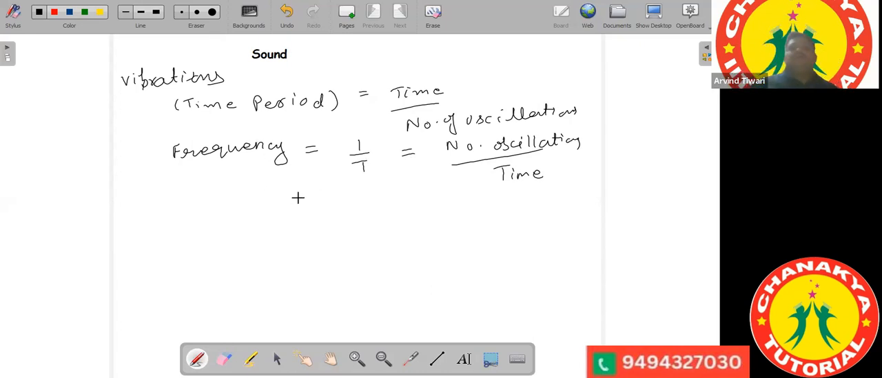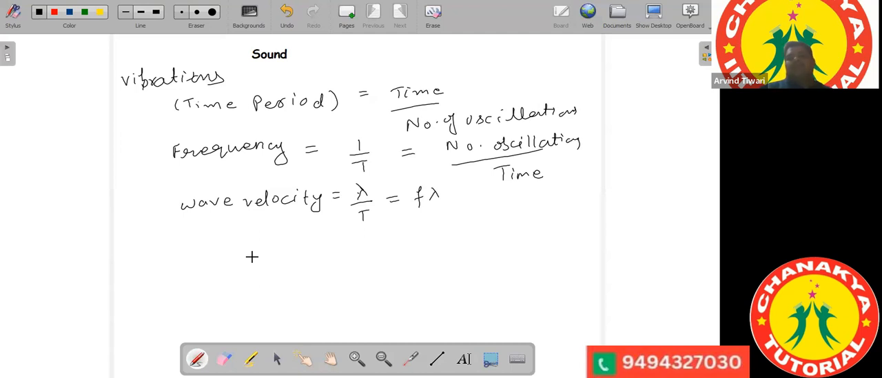Then about the wave, this one is exactly the new one that you have got. Wave velocity. Wave velocity is computed by the formula lambda by T, where lambda is the wavelength and T is the time period. This is also equal to f lambda, where f is the frequency and lambda is the wavelength.